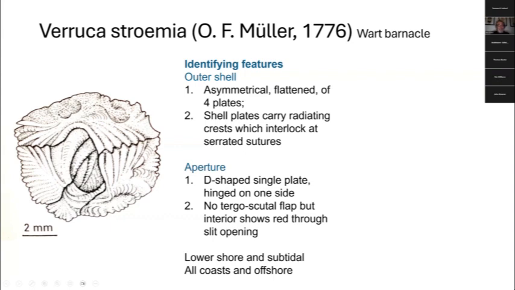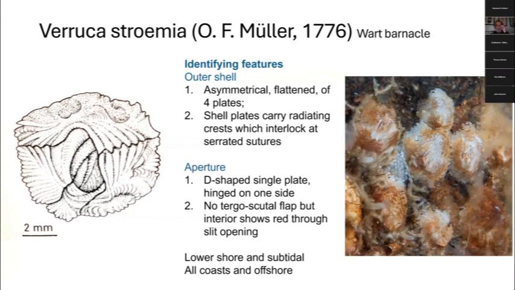And to me, that is what makes Verruca so distinctive. Now, this species has an opening similar to the other barnacles, but instead of having four plates in the top of it that open up down the median line, it has a single D-shaped lid or plate, and it's just hinged on one side. So it doesn't have tergoscutal flaps as such. But sometimes if they're open and you're able to look in, maybe if you have a good photograph of one while it's underwater, the interior shows red through the slit-like opening.